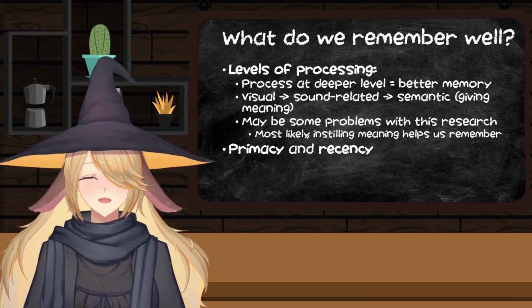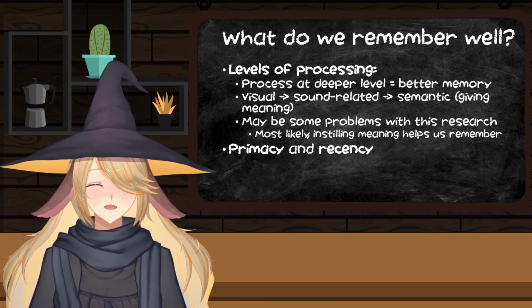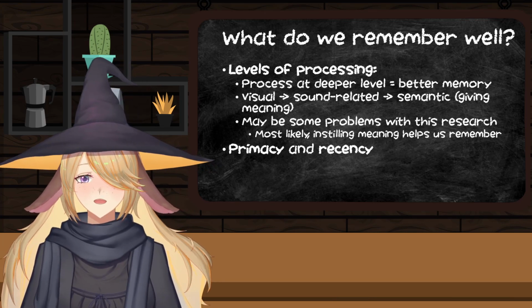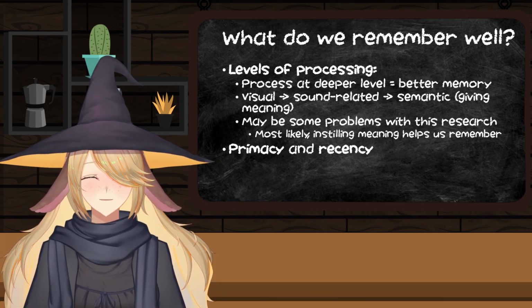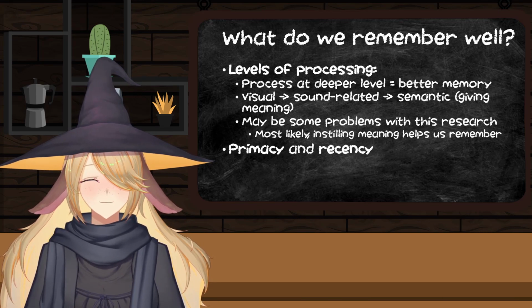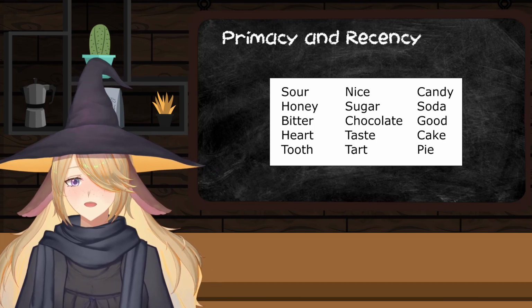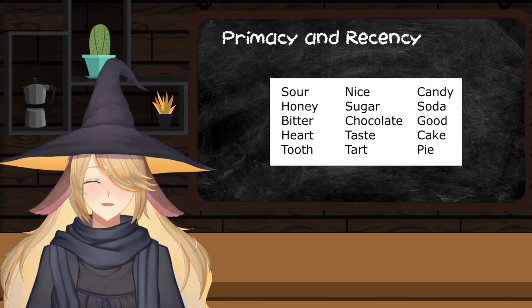Now, in addition to the way that we focus on things and the levels of processing, it turns out that there's a lot in terms of timing when it comes to how we remember information. We call these primacy and recency. Now, here's that cool little list of words that we used at the beginning.